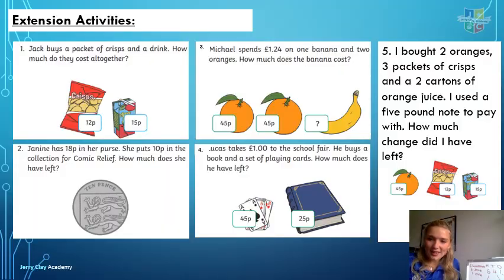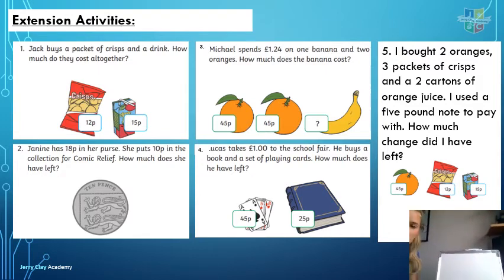Finally, the last part of today, we're going to be looking at some money problems. Your problems today are going to be thinking about if you were buying, how much things cost altogether, and how much change you would have left. So there are 5 questions for you to have a go at doing.